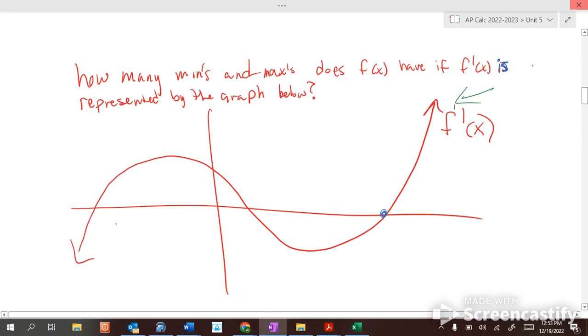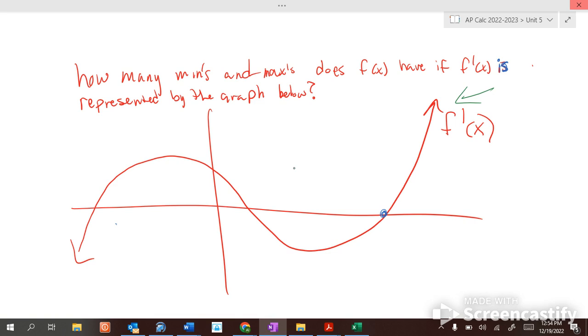Okay, how many mins and maxes does this function have? Well, where are mins and maxes located when you see a first derivative graph? When it crosses the x-axis.